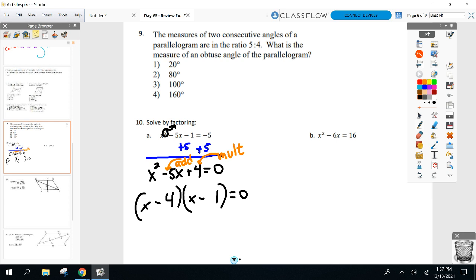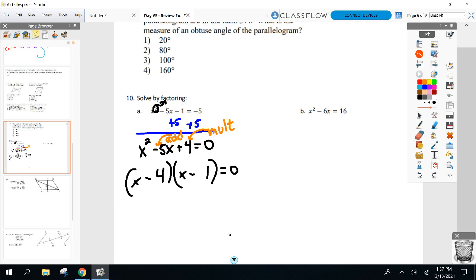Next step, still need a value of x. What do I have to do to each parenthesis? Set them equal to 0. So x minus 4 is equal to 0. x minus 1 equals 0.